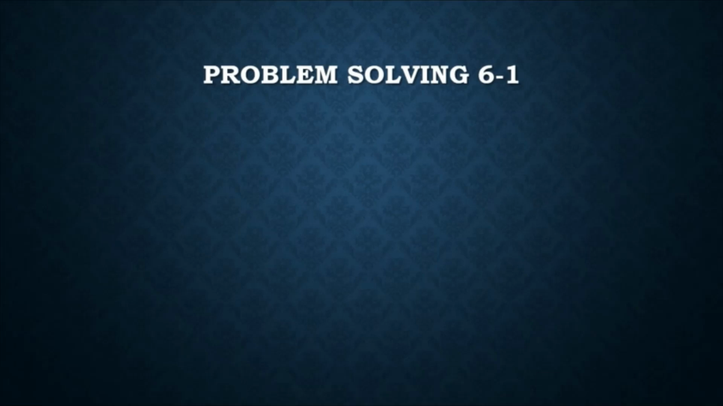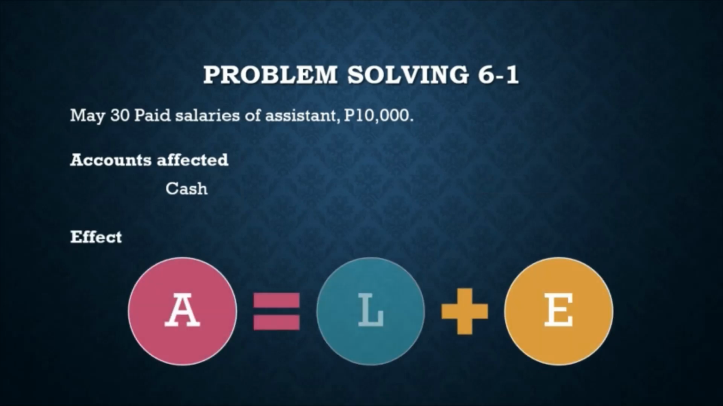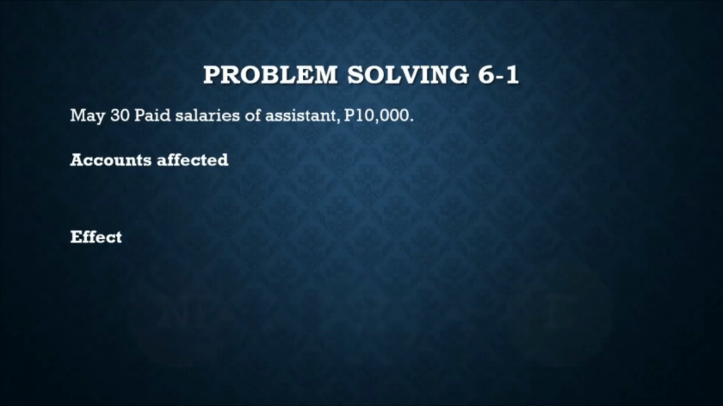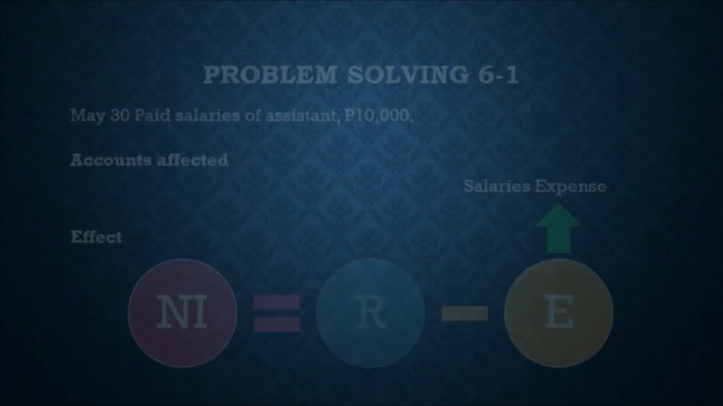So yung last transaction is on May 30. Paid salaries of assistant amounting to 10,000. So yung accounts affected dito ay cash at salaries expense kasi nagbayad daw ng cash si Gary para sa sahod ng kanyang assistant. So ang effect sa ating accounting equation ay asset will decrease kasi nga nagbayad siya ng cash and madadagdagan ang expense natin since gastos ni Gary sa kanyang business yung salary ng kanyang assistant.